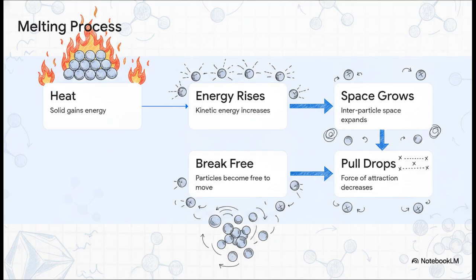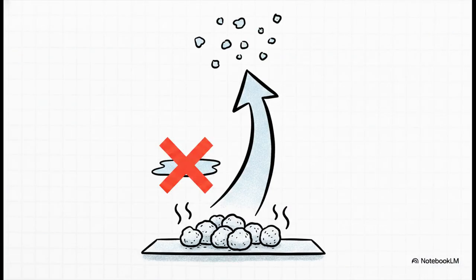And finally, step 5, at the melting point, the particles just break free from their rigid structure entirely. The solid melts into a liquid. You're mechanically overcoming attraction with sheer kinetic energy. But chemistry always has these fascinating exceptions, like sublimation.